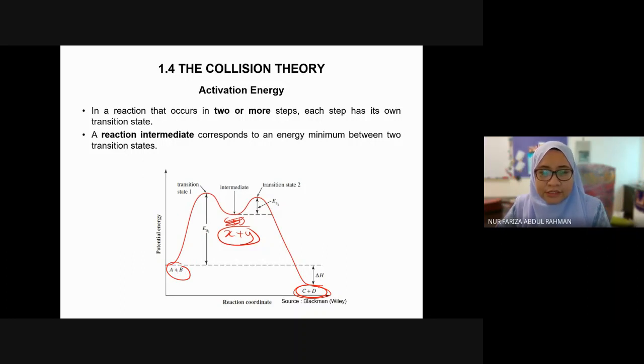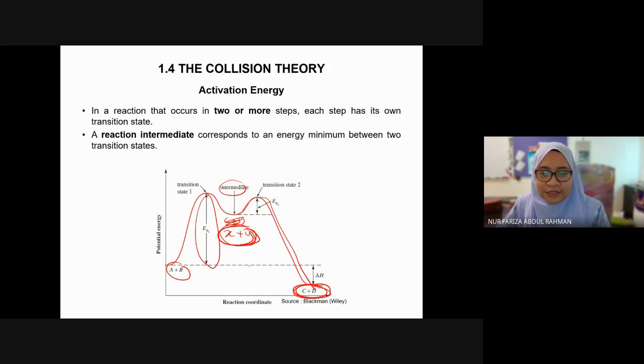Okay, alright. So, maksudnya A plus B jadi X plus Y dulu. So, this is the energy profile diagram. So, dia ada its own EA, guys. Dia ada its own EA. So, this is what we call intermediate. Intermediate means these later will be used as reactant to form the final product.